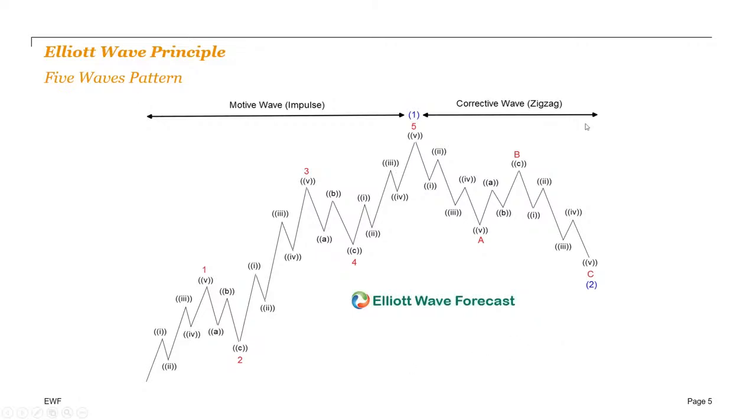Okay, so this is the very famous 5 waves pattern. 5 waves on the left side, motive waves, 3 waves down, ABC, corrective wave. So you only have 2, motive wave, corrective wave. Very simple. Okay.